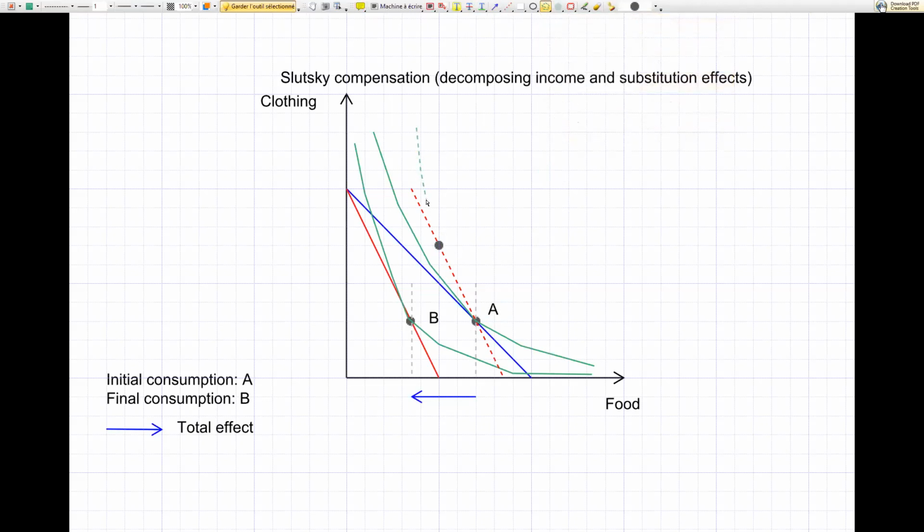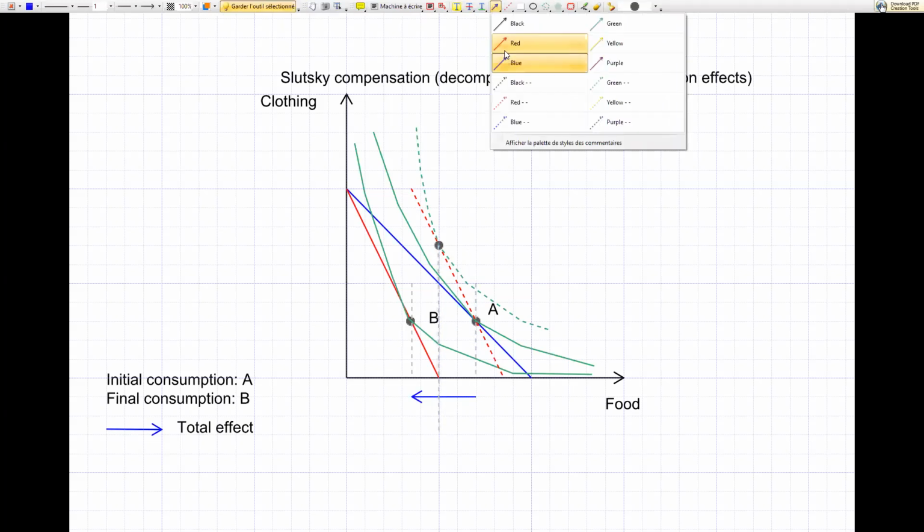And it's not something that actually exists because just the price of food decreased and the price of clothing didn't change. But this is, in theory, what could have happened. In theory, this new budget line could have existed, and this new consumption point would have existed. So this would have been the consumption of the person, and so we observe two movements now.